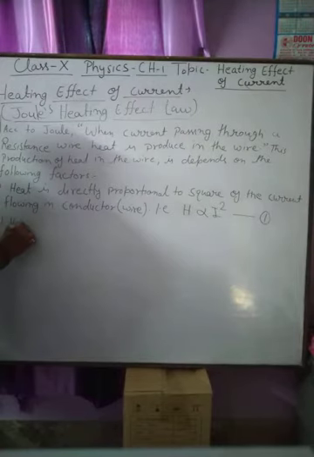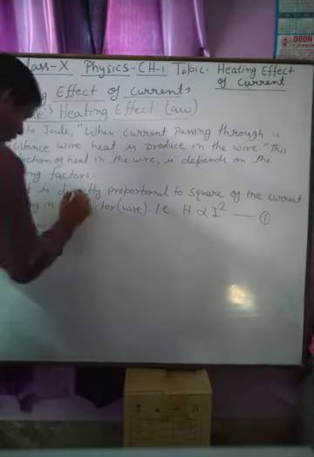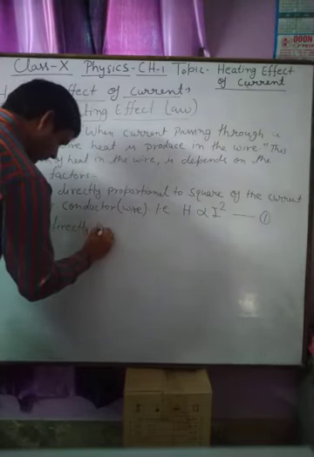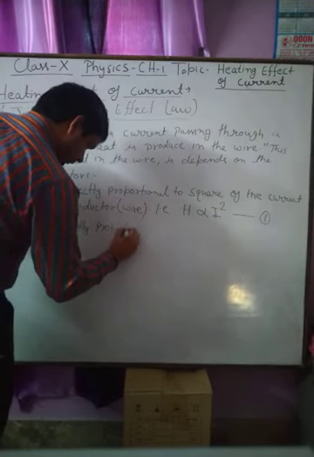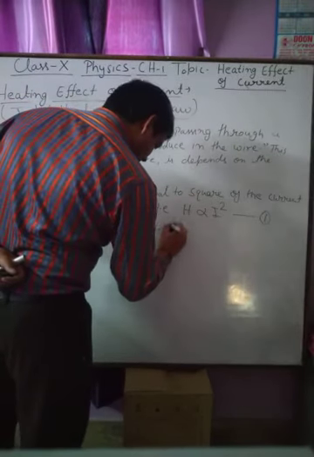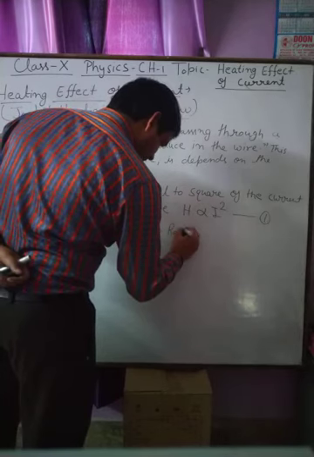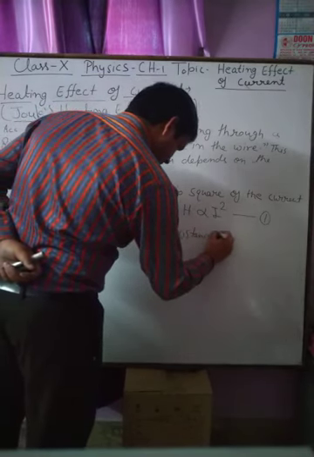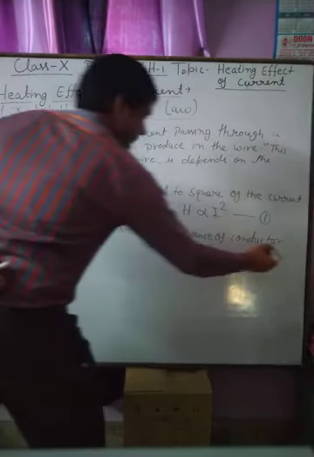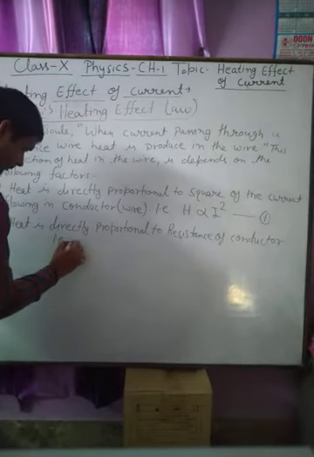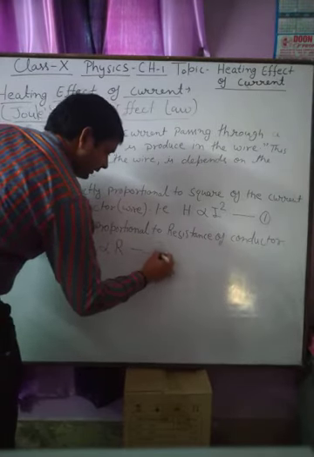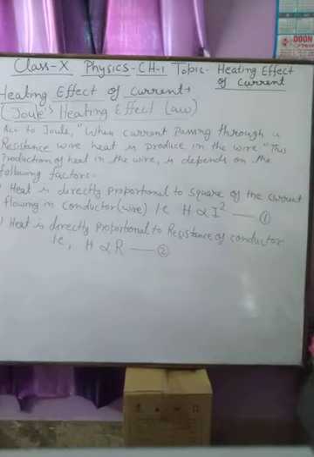Second rule is heat is directly proportional to the resistance of the conductor. That is, heat is directly proportional to the resistance. This is your equation second and rule second of Joule.